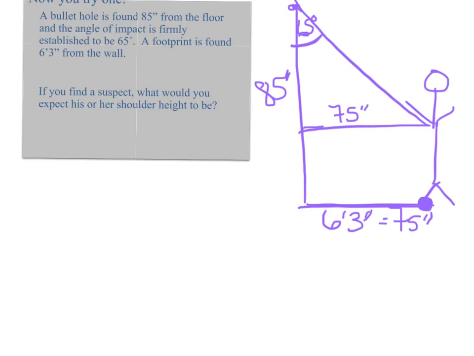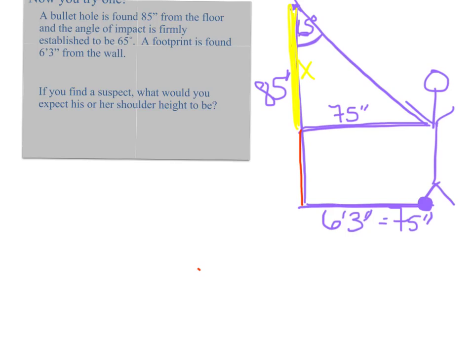So if I know this distance is 75 inches, I need to figure out what the portion is that is going to help me figure out the person's height. So I can't use trig to figure out this distance. There's nothing that's going to work to help me figure out that distance. But what I can use trig to figure out is this distance. So right now I'm just going to focus on this distance. So I'm going to make this my unknown.